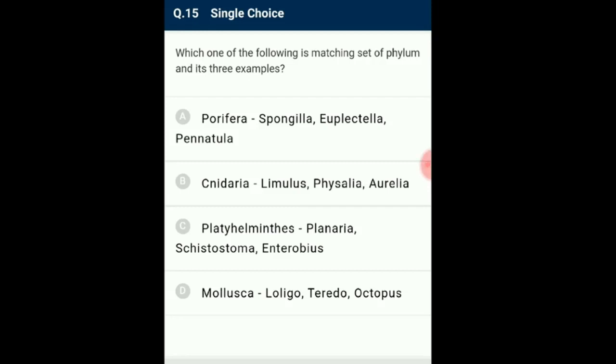Spongilla and Euplectella belong to the phylum Porifera, and Pennatula belongs to the class Anthozoa, phylum Coelenterata. Physalia and Oriella belong to the class Hydrozoa and Scyphozoa, phylum Coelenterata, and Limulus belongs to the phylum Arthropoda. Planaria and Schistosoma belong to the phylum Platyhelminthes, and Enterobius is a roundworm belonging to the phylum Aschelminthes. Loligo, Pteroteuthis and Octopus belong to the phylum Mollusca.